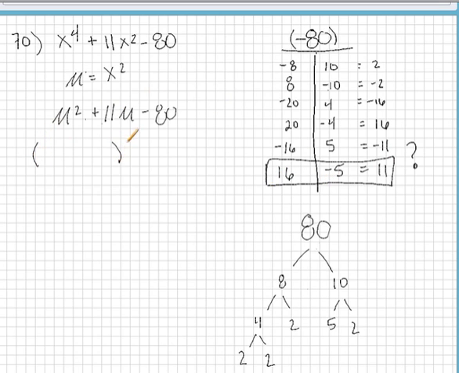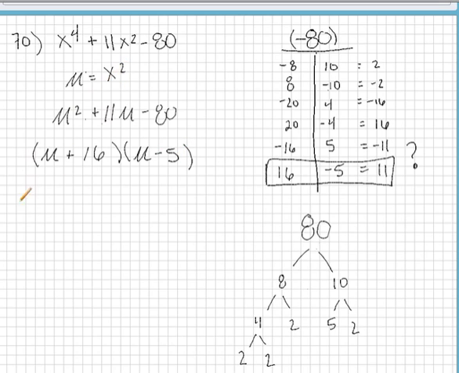So when I factor, I'm going to have 2 parentheses. And I'm going to have 2 u's at the beginning here. And then I'll have a positive 16 in my first factor and a negative 5 in my second factor.